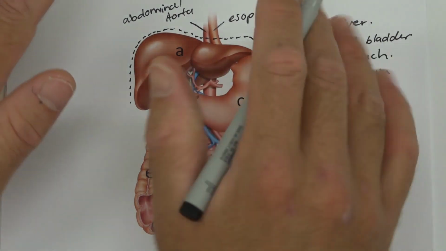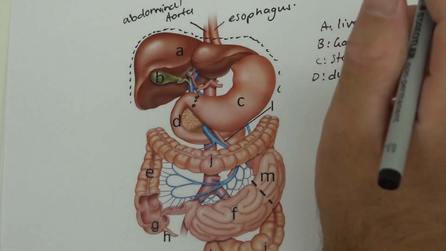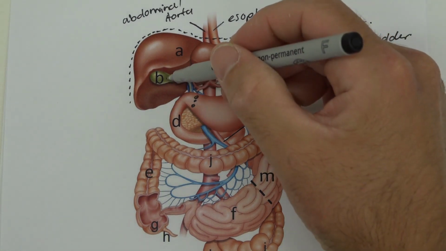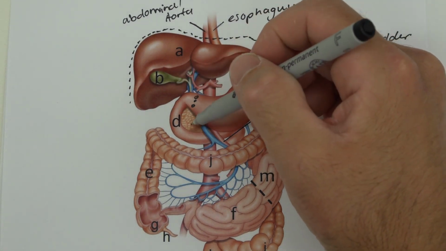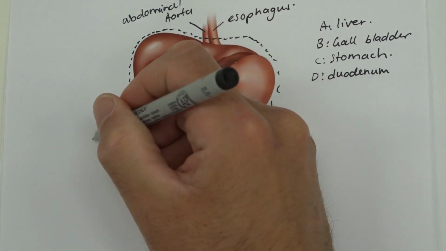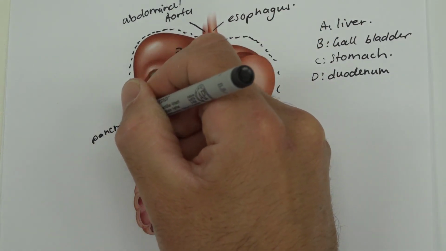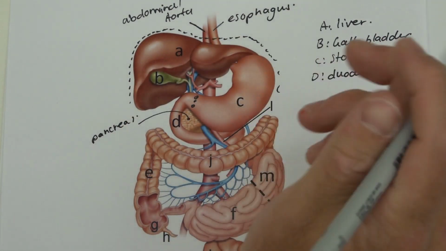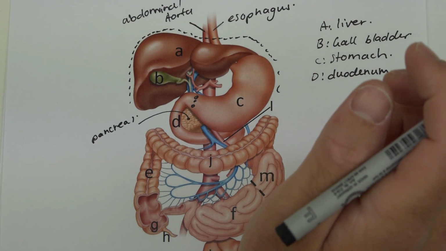Now, some people describe this as being 12 fingers long, right? And it's responsible for receiving digestive juices from the liver and the gallbladder, so bile, but also from here, which is the pancreas. So if we just put an extra little line in and label this one as the pancreas, that would be putting in bicarbonate and other digestive enzymes into the mixed food.